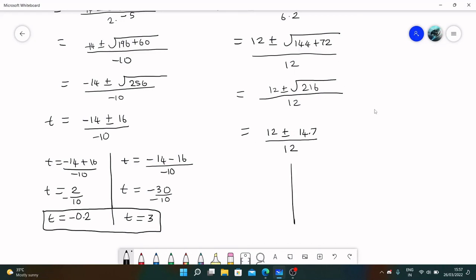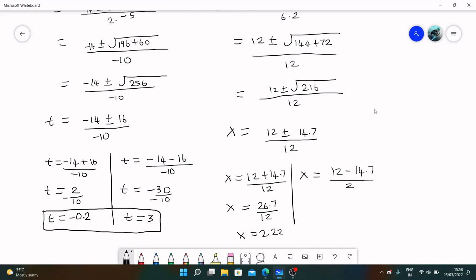Now we have this. Now we have to follow the same procedure as the last question. We have plus minus, so one side plus, one side minus. So x equals 12 plus 14.7 by 12. x equals 12 minus 14.7 by 12. 14.7 plus 12, so it's 26.7 by 12, which will give you the x value as approximately 2.225.